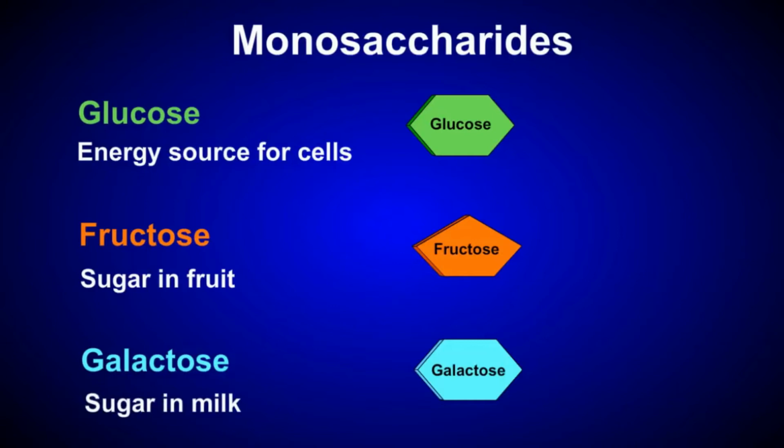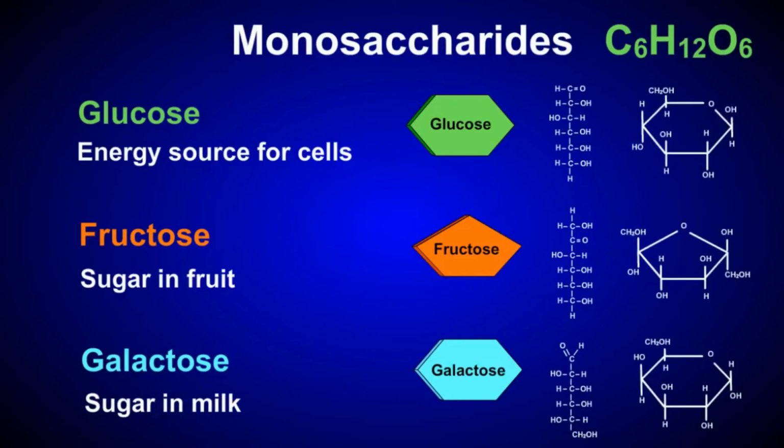All of these monosaccharides are 6 carbon sugars with the chemical formula C6H12O6. They can be depicted chemically as either straight chains or rings.